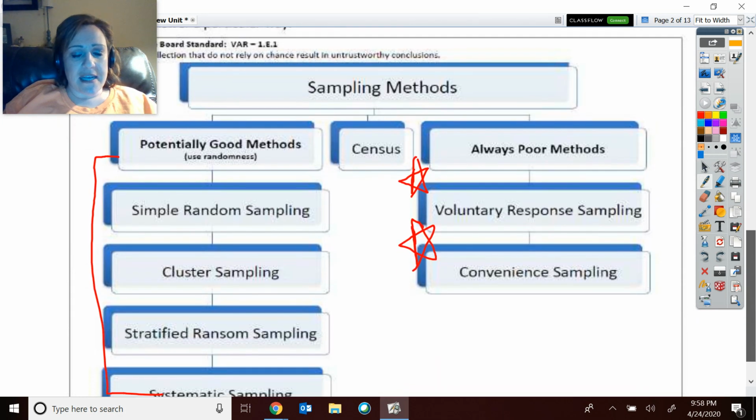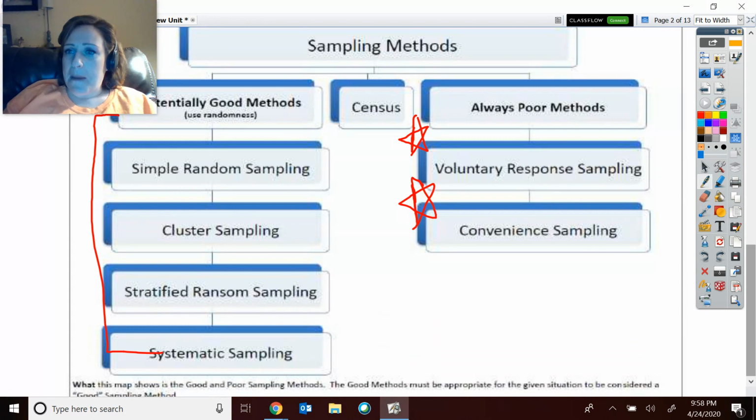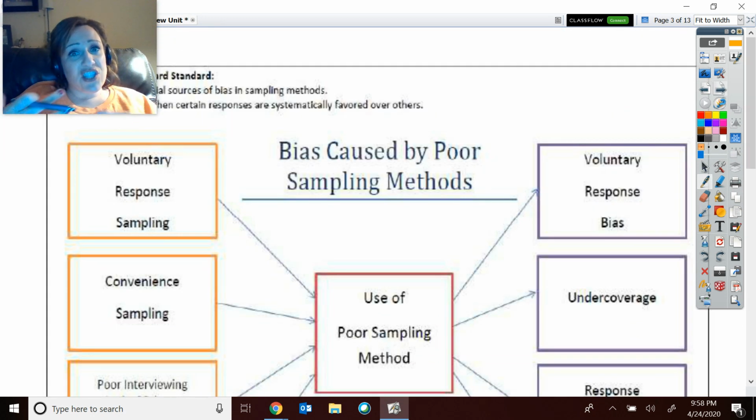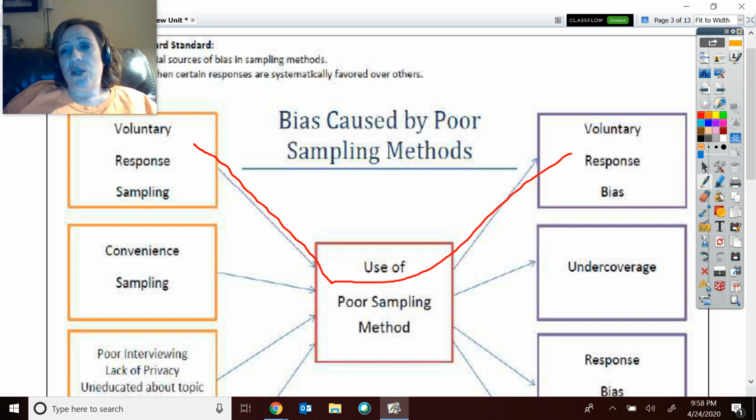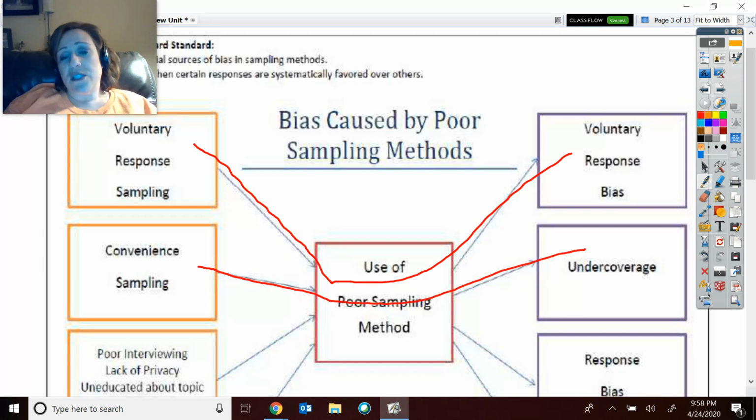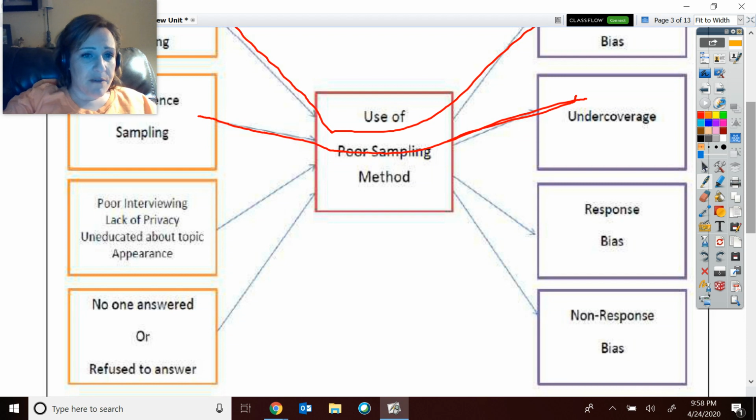So again, here is that tree map of those sampling methods. And here is a summary of the types of bias that those poor sampling methods produce. Here we have voluntary response sampling, which results in voluntary response bias. Convenience sampling results in undercoverage. It was convenient to ask those AARP members, but that was not representative. It was undercoverage. You can have response bias, poor interviewing, lack of privacy, all those things.